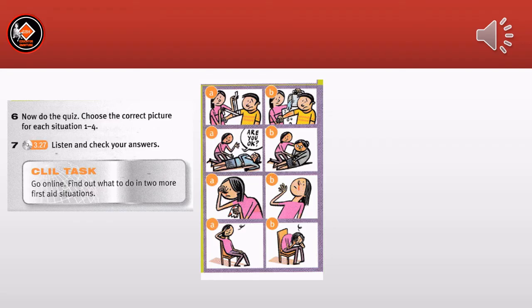Question 3. Your nose hasn't stopped bleeding for 5 minutes. The correct answer is A. You should lean forward and hold your nose tightly. Question 4. You've banged your head and you think you're going to collapse. The correct answer is B. You should sit down and put your head between your knees.